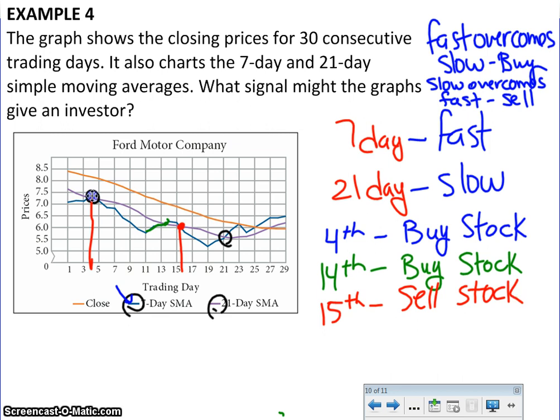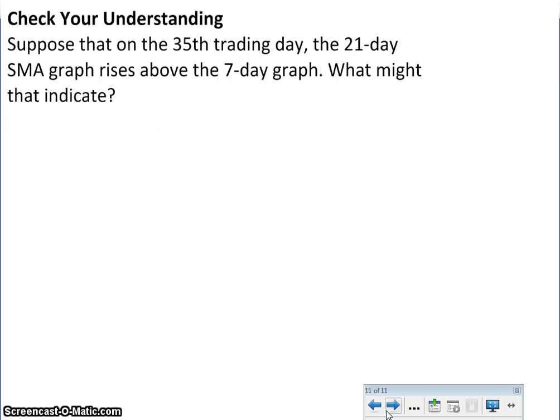And then this last portion goes along with the check your understanding. It says, suppose that the 35th trading day, the 21 SMA. The graph basically covers it. So let's first look at this 21st day, which is where it crosses here, and the fast one overtakes the slow one. So we're going to buy stock. So let's again go back to that check your understanding.